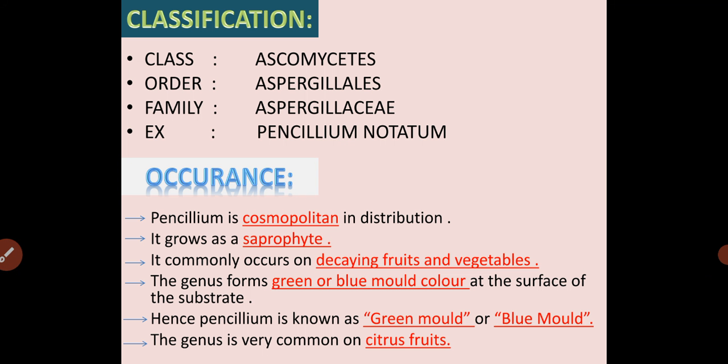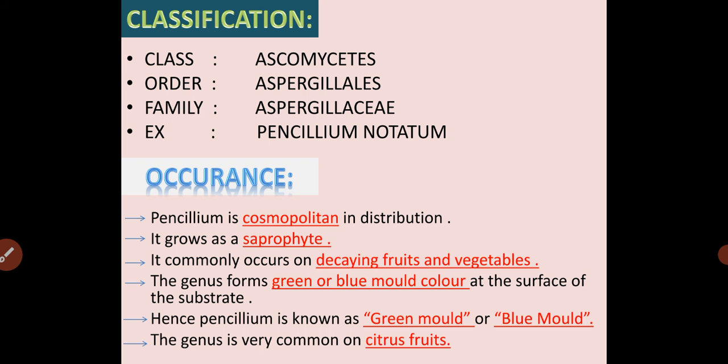Classification of Penicillium. Penicillium comes under the class Ascomycetes, order Aspergillus, family Aspergillaceae, example Penicillium notatum. Occurrence of Penicillium. Penicillium is cosmopolitan in distribution, that is, Penicillium is present everywhere.